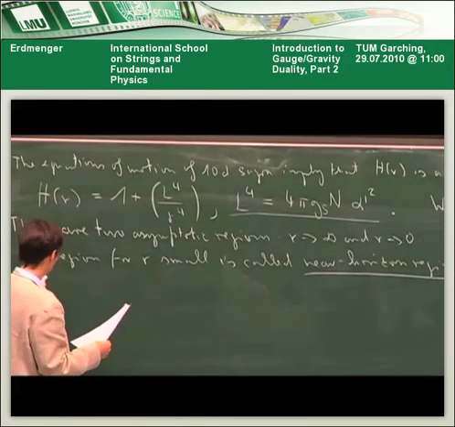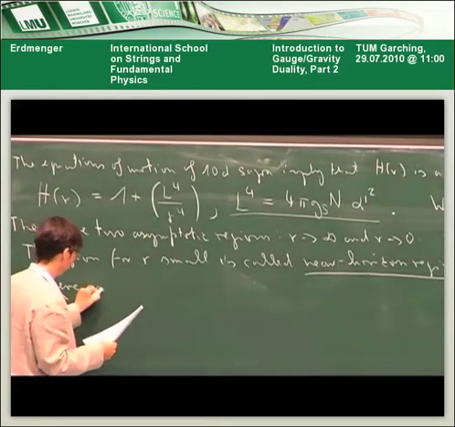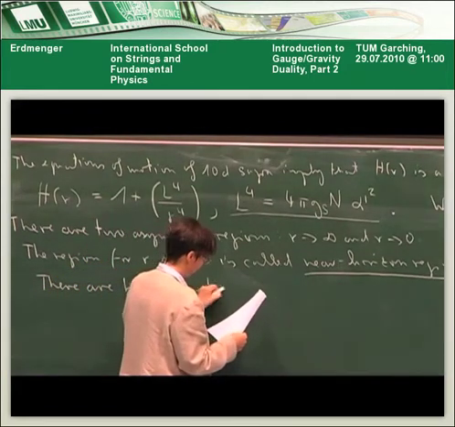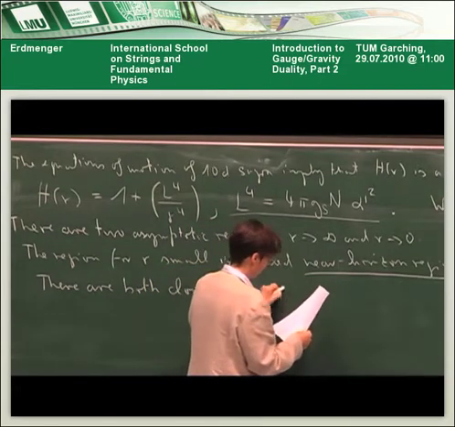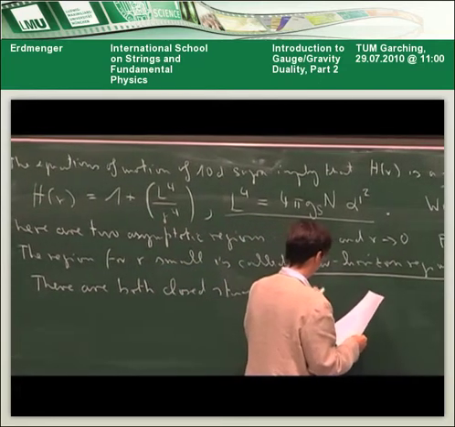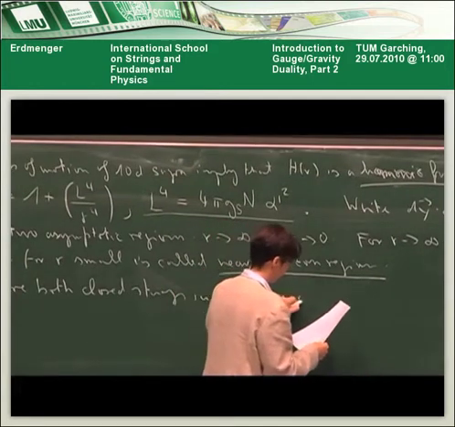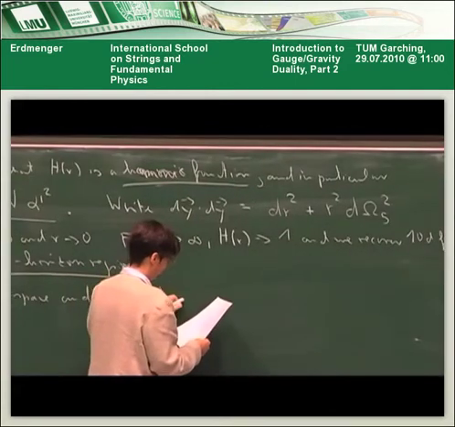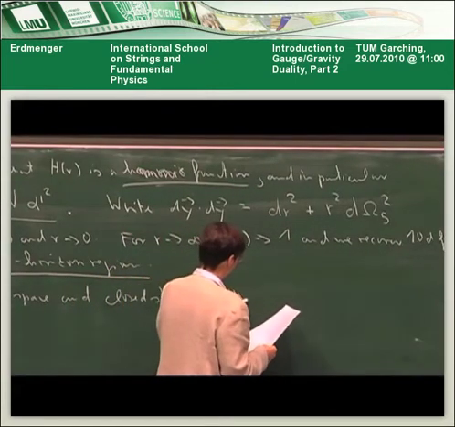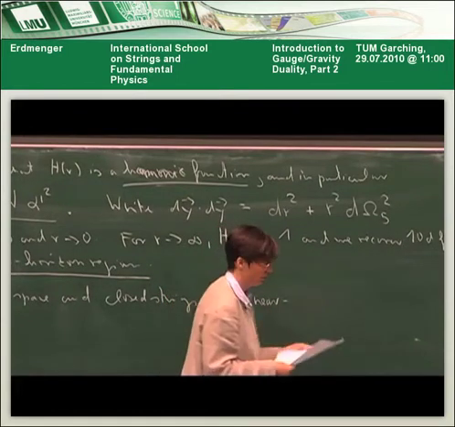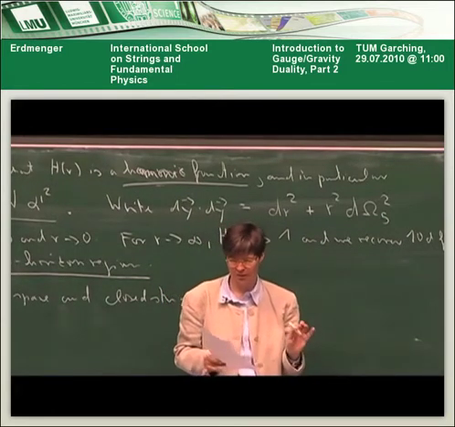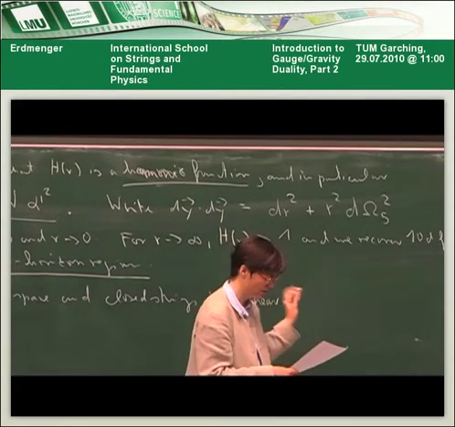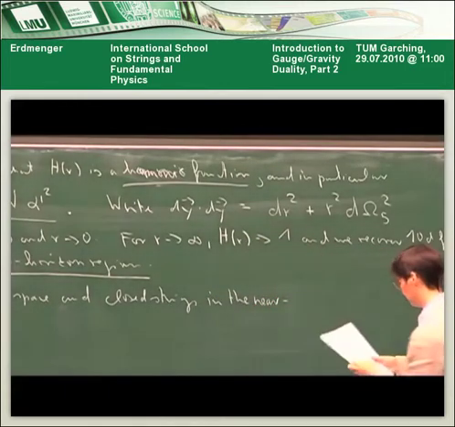Okay, so again, there are both closed strings in flat space, and closed strings in the near horizon region. Just let me remind you, closed strings are always associated with gravity. So the graviton is an excitation of a closed string. So when I talk about closed strings, it will always have something to do with gravity.